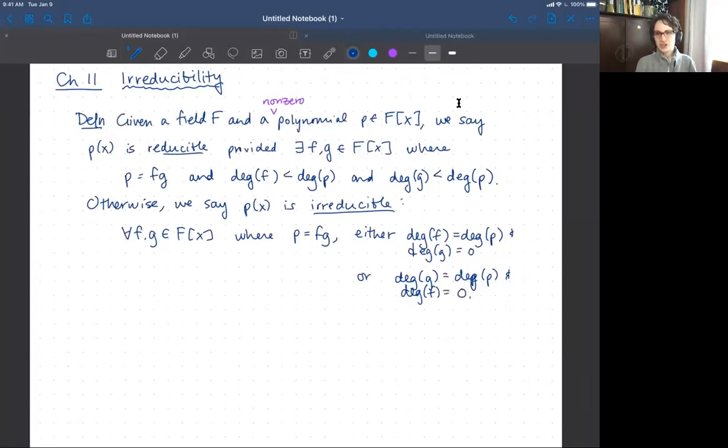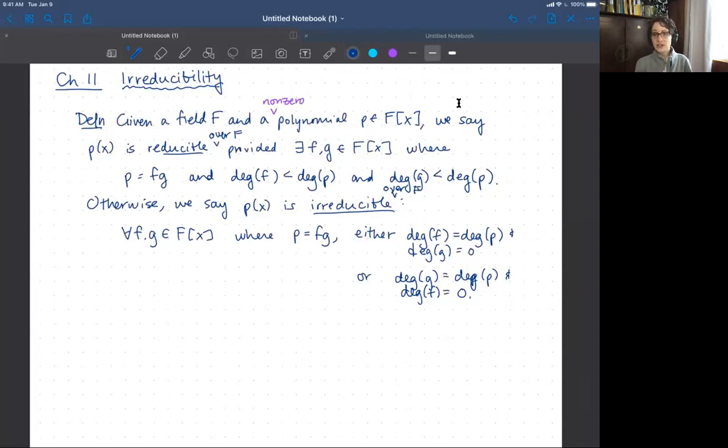We can't actually factor this into a product that's interesting. The only way we can factor is by messing around with constants, which doesn't really feel like it should count as factoring. And when I say reducible and irreducible, I mean over the field F, right, into polynomials with coefficients in F.